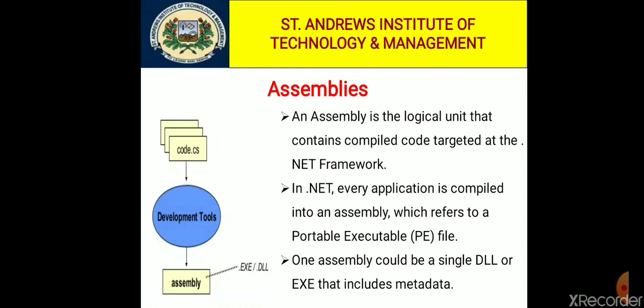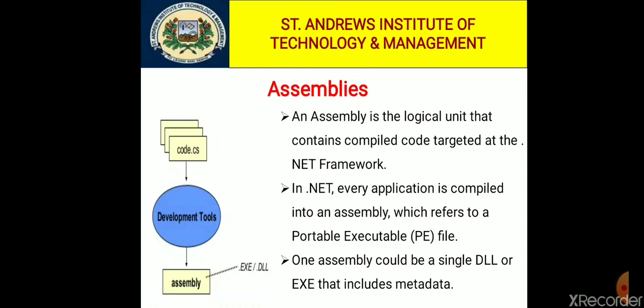Okay, one assembly could be a single DLL or exe that includes metadata. Here .exe represents an assembly with classes plus a main program, and .dll, dynamic link library, represents an assembly with classes only. So the basic difference between .exe and .dll is that .exe represents an assembly with classes plus a main program, and DLL represents an assembly with classes only. There is no main program representation.